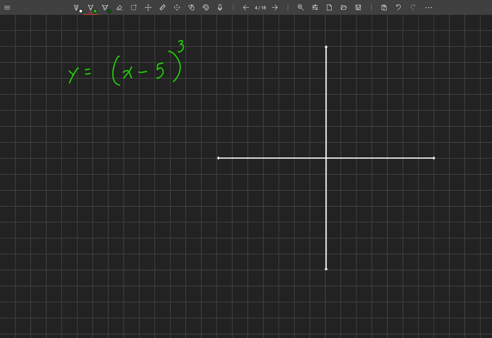Let's do x minus 5 cubed. You know what? I'm going to leave it like that. I'm not going to put a number outside. Now you try that. See what you can do with it.